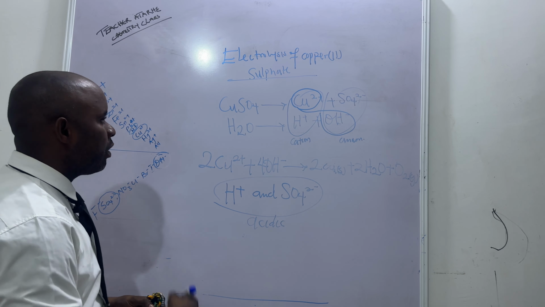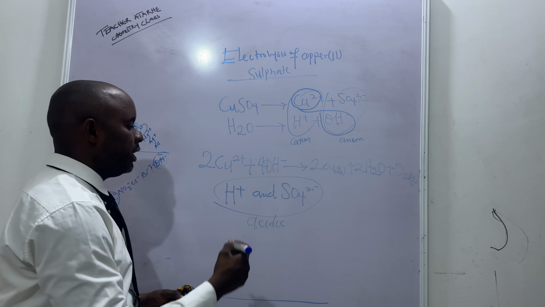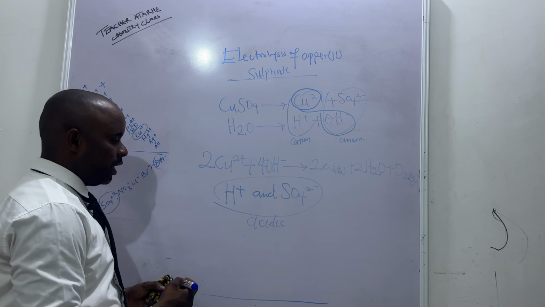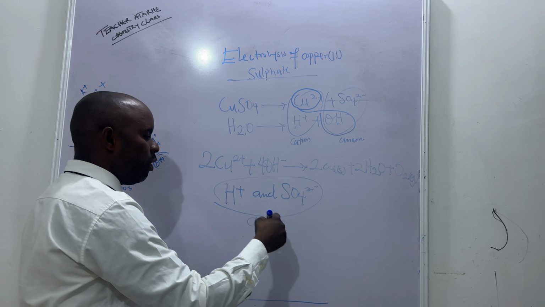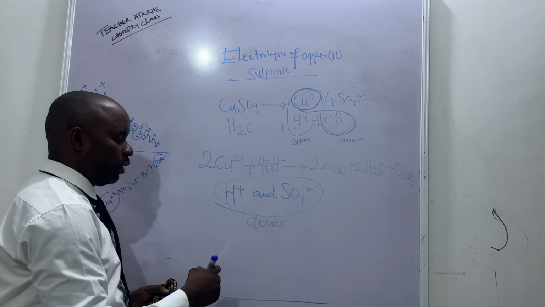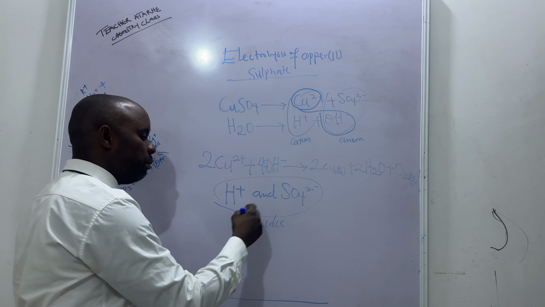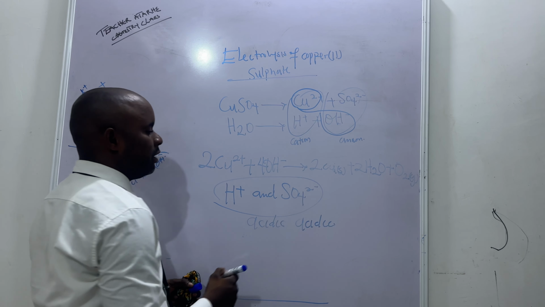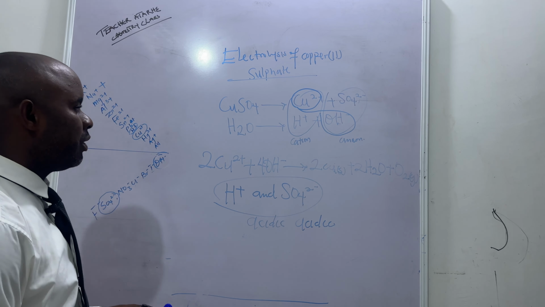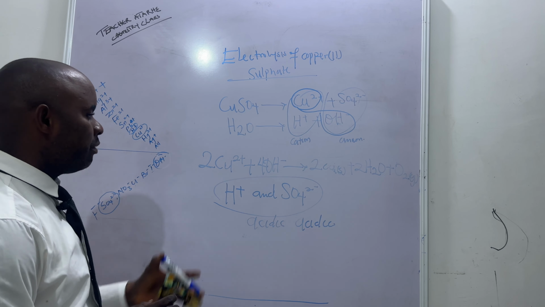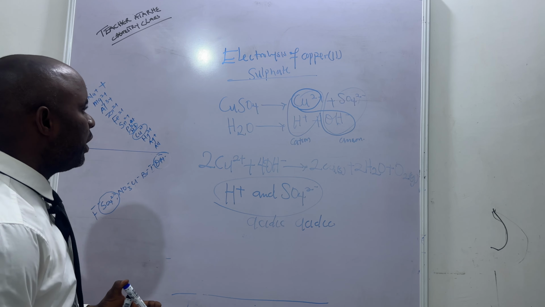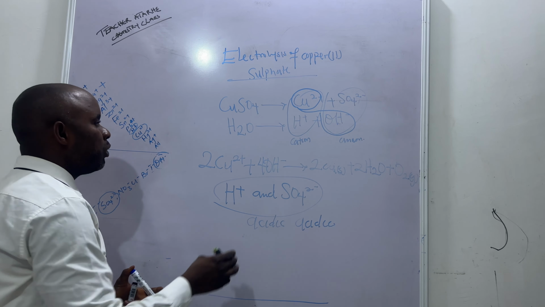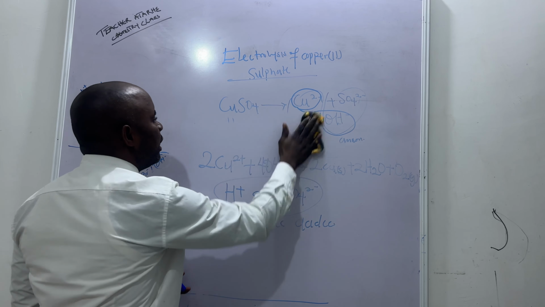Question: when copper 2 plus and OH are discharged during electrolysis of copper sulfate, what is the nature of the solution left? The nature of the solution becomes what? It is acidic. This is a JAMB question, WAEC question, and NECO question that comes around from this topic. So by so doing, we now move down to the next topic, known as electrolysis of brine.